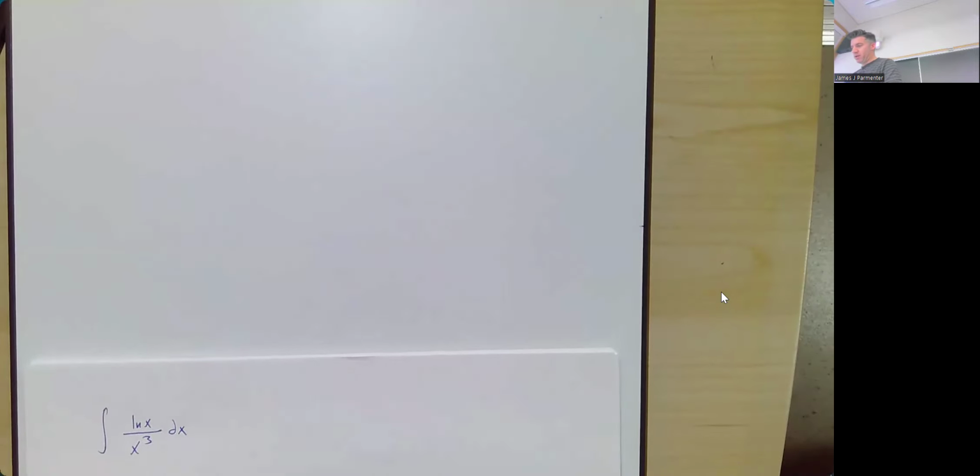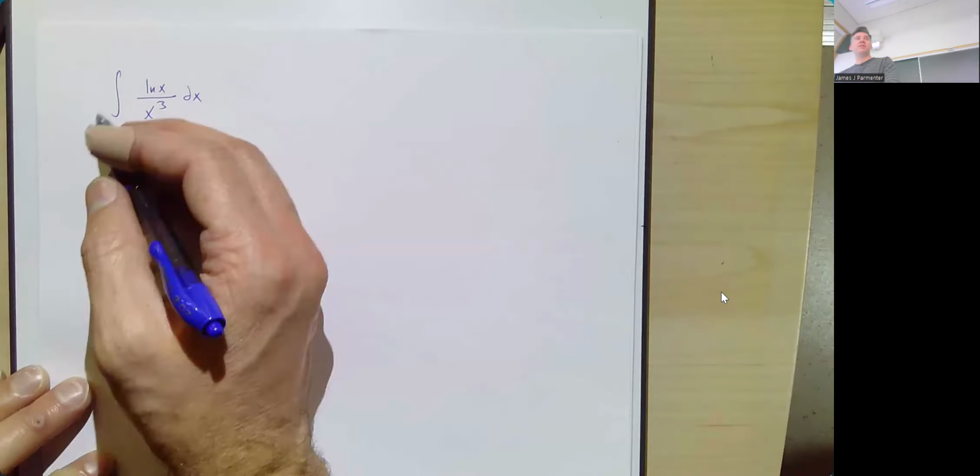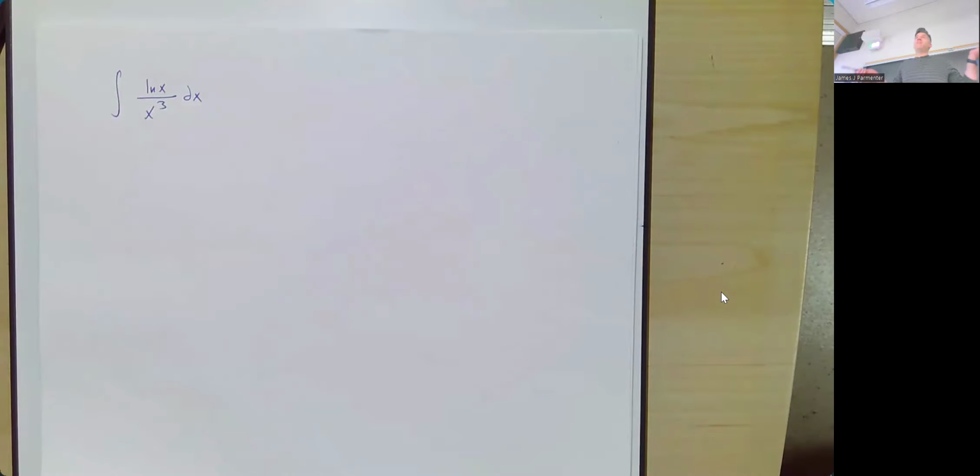All right, let's do something like this: the integral of natural log of x over x cubed. Whenever you see something like this, I see a mixture. When I see a mixture, I think, could I do a u sub? Here, the answer is no. If I let u equal the natural log of x, the derivative is 1/x, and I still have x's left over.